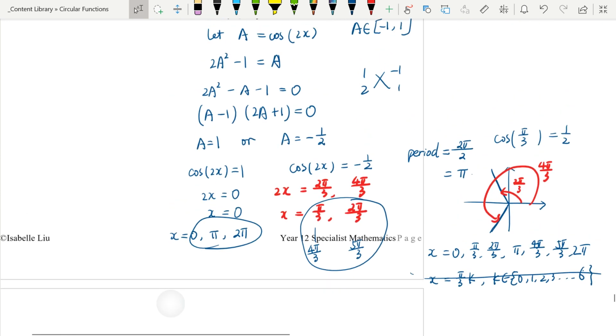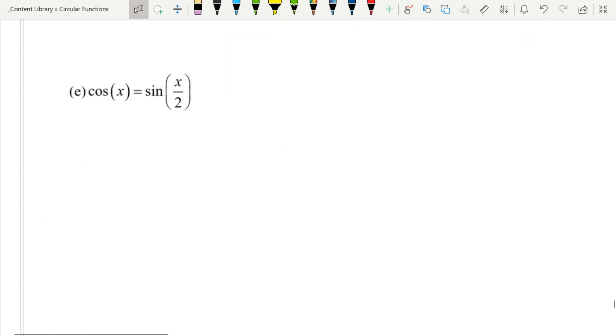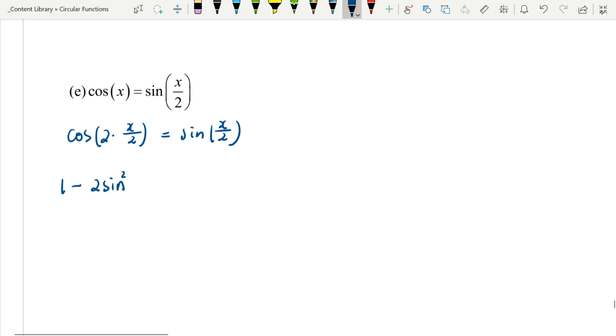Okay, for the next one, what kind of form do I need to change? Do I need to change the left hand side or right hand side? Okay, which formula should I use for the left hand side? Again, 1. So I can say that's cos 2 times x over 2, right? So it's the double angle formula. I can use 1 minus 2 sine squared x over 2, because I need sine in the end. So I want to make them all become the same variable.